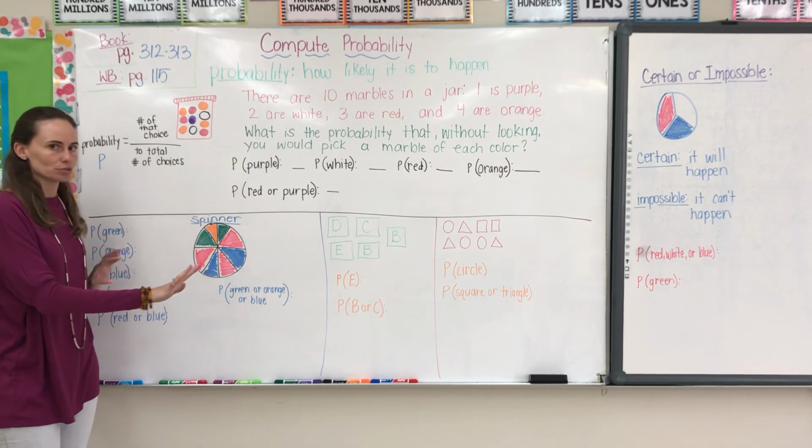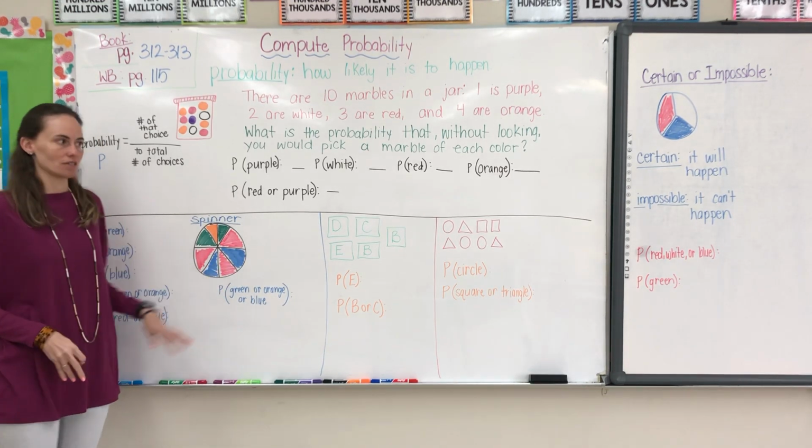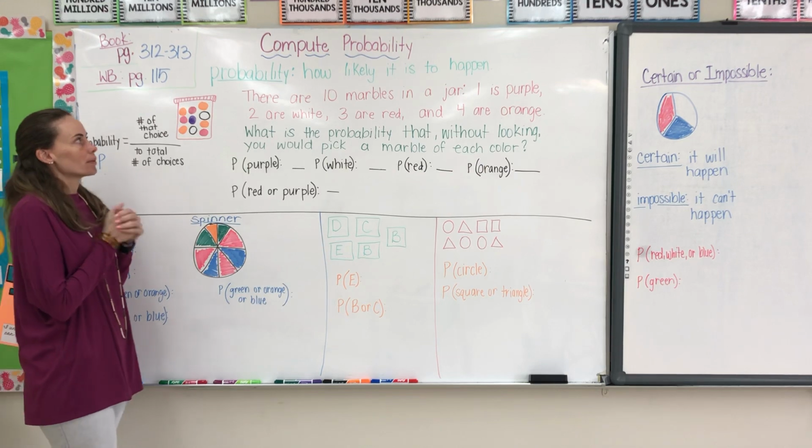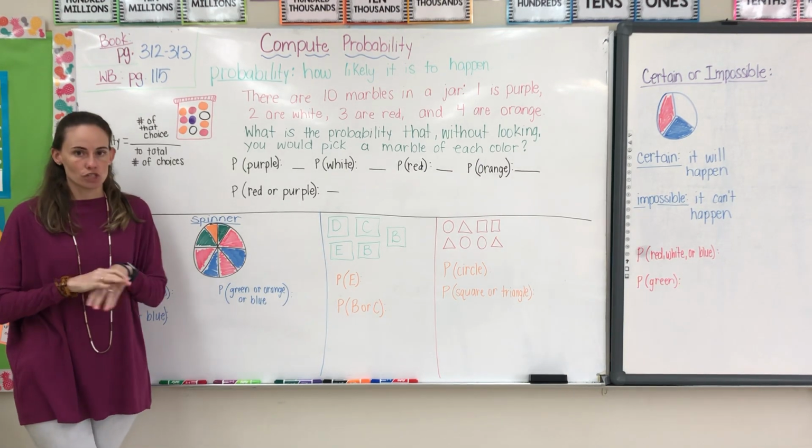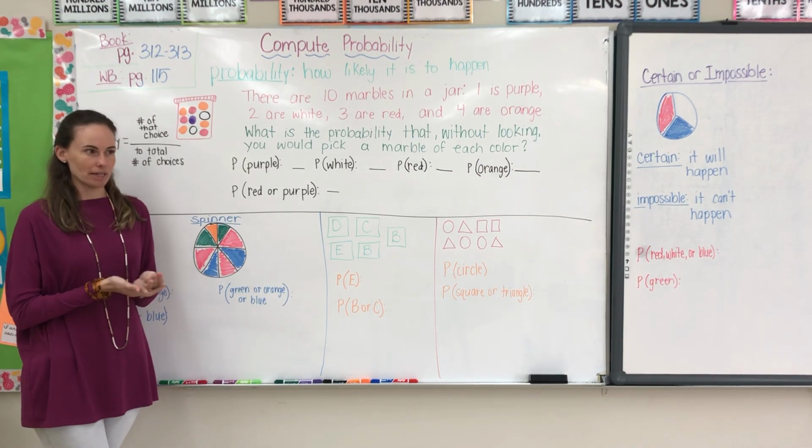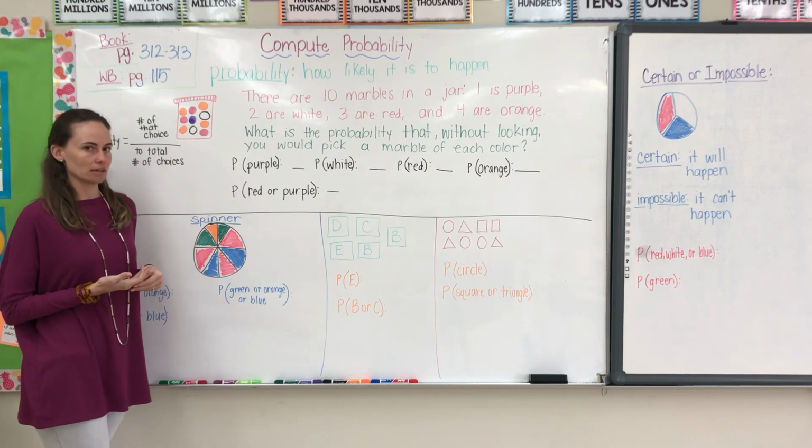I know there's a lot of things written on the board, don't get overwhelmed, it's just to save time. So probability means how likely it is for something to happen. Like what are the chances of it happening.